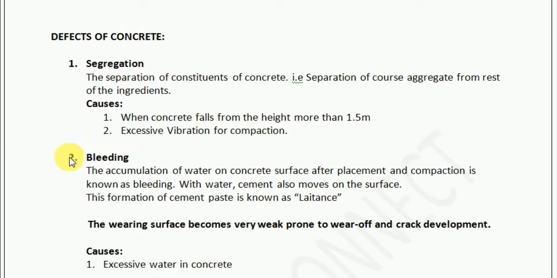Another common defect in concrete is bleeding. The accumulation of water on the surface after placement and compaction is known as bleeding. With the water, cement also moves to the surface, and this formation of cement paste is known as laitance.